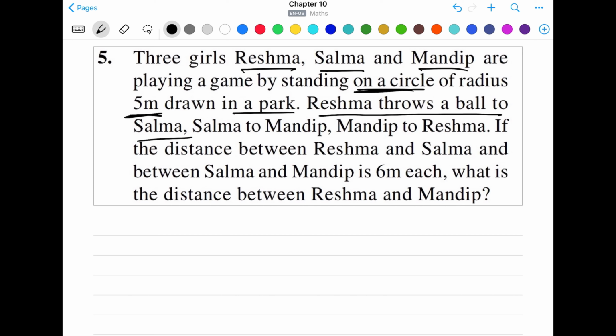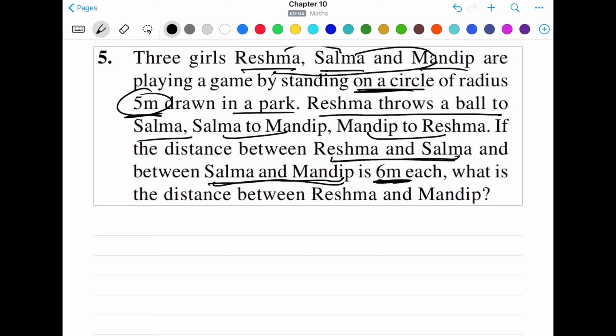Reshma throws a ball to Salma, and Salma to Mandeep, then again Mandeep throws that ball to Reshma. If the distance between Reshma and Salma and between Salma and Mandeep is 6 meters each, so we are given two measurements here: the radius of the circle and the distance between Reshma and Salma, and Salma and Mandeep. What is the distance between the other two girls, that is Reshma and Mandeep? This is what we have to calculate.